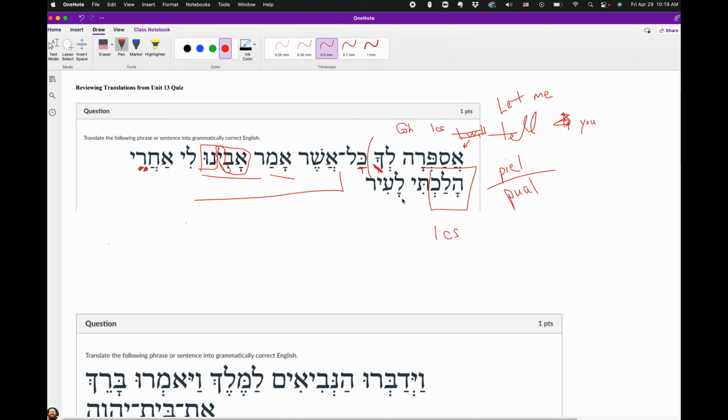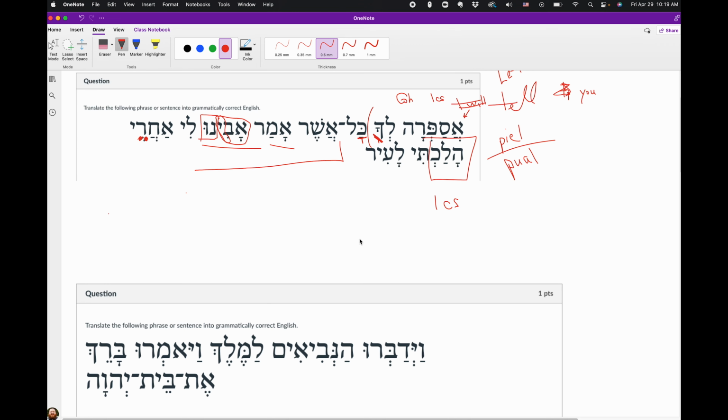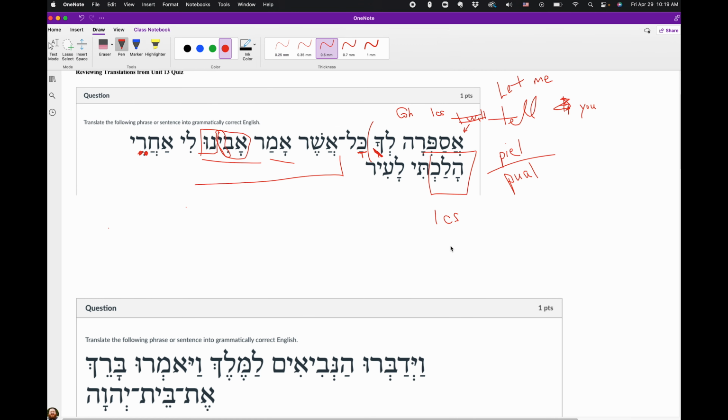So this is the sign of the definite article. There's no dagesh because ayin is a guttural. It rejects the dagesh, and so the patach of the article will lengthen to a qamets here, to the ir, city or town. Any questions about that one? All right.